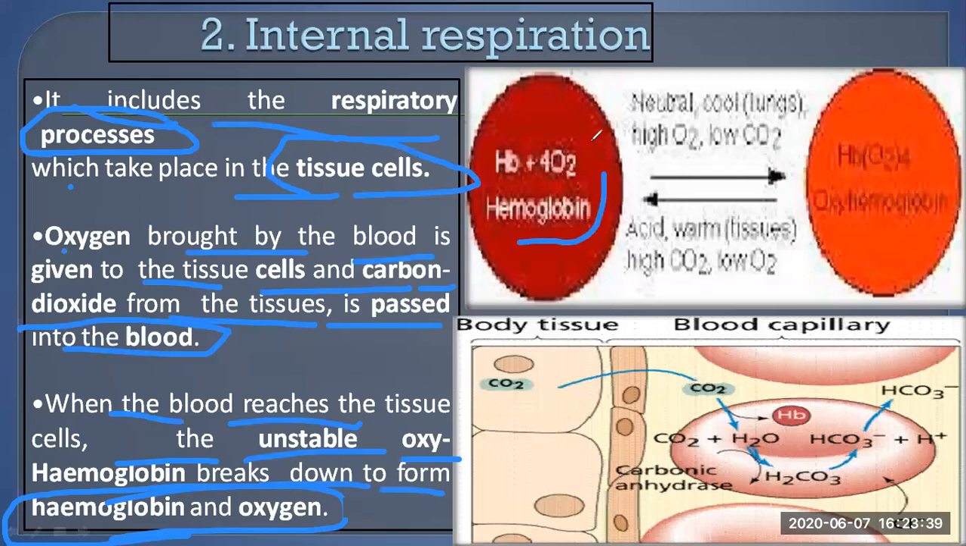Clear? This figure shows the binding of hemoglobin with 4 oxygen molecules. This takes place when there are high oxygen molecules and low CO2 concentration. So this is internal respiration. I think everyone is understanding.